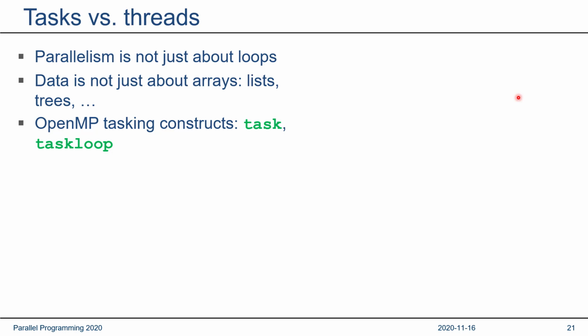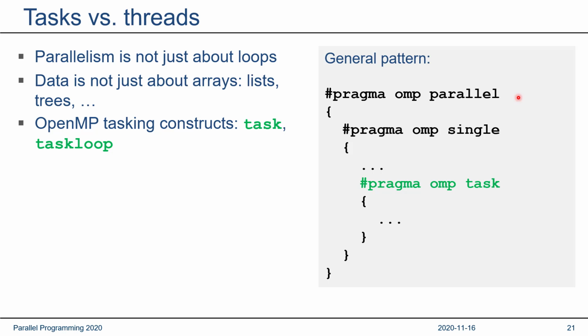Now, OpenMP gives you possibilities to address this kind of parallelism by tasking constructs such as task and taskloop. These are the two that we're going to be covering today. The general pattern is as follows. We enter a parallel region. Of course, we must have threads. And then in order to generate tasks, customarily, a single region is opened where only a single thread enters.